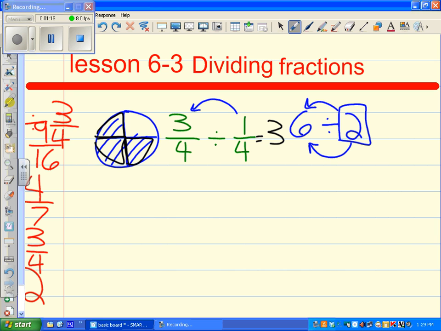Now, the way we do this in standard American style division of fractions, okay, there are other methods, but this is the way we tend to do it, and this is what we're going to be doing in class, is we do it by multiplying the reciprocal. Now, let me explain how that works.